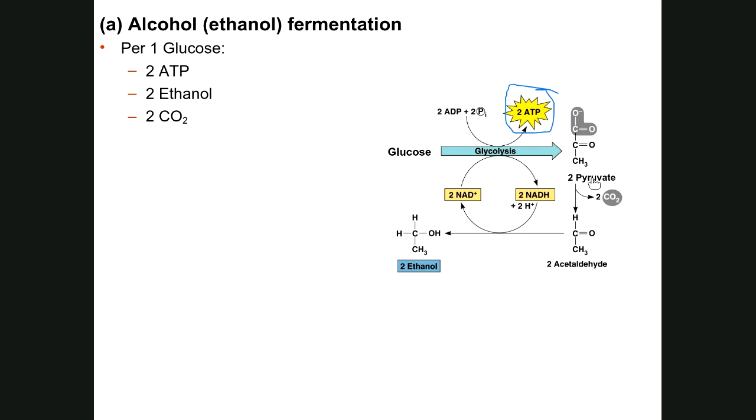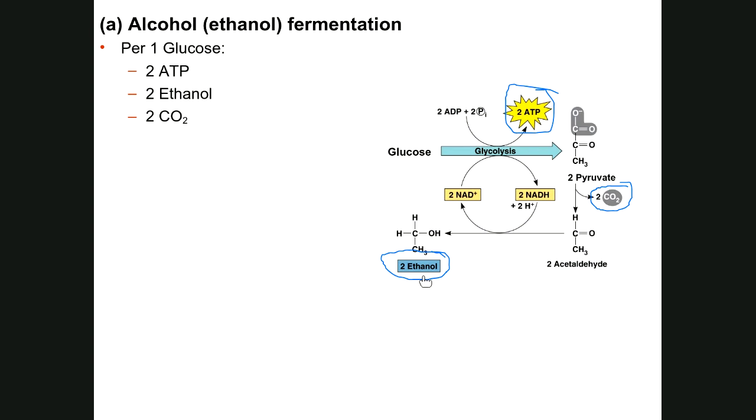Except outside of glycolysis, there are additional chemical reactions that occur. One of the chemical reactions results in the oxidation of pyruvate and the release of CO2, producing a different product that I will not test you on. Okay? And then the other product is acted on by enzymes to form the third and final product of alcohol or ethanol fermentation, which is ethanol.